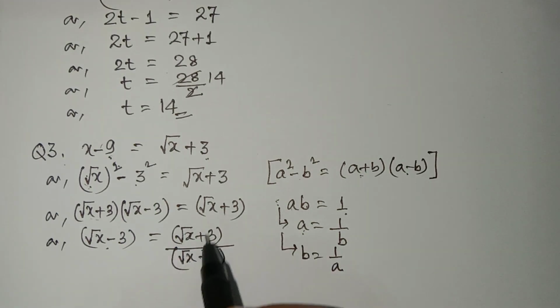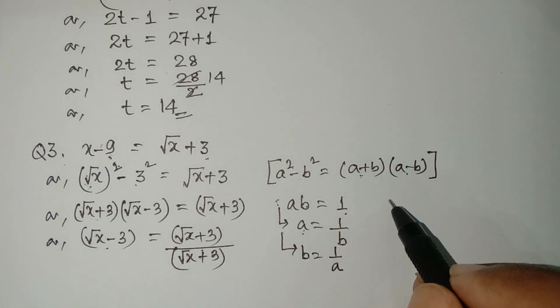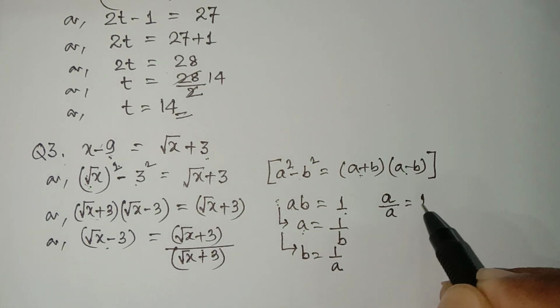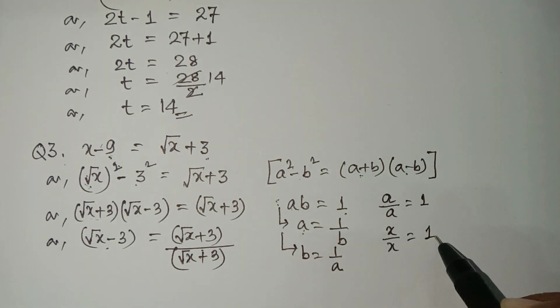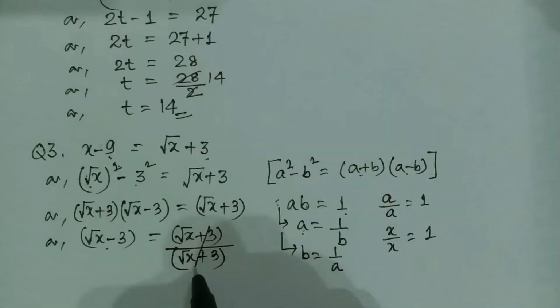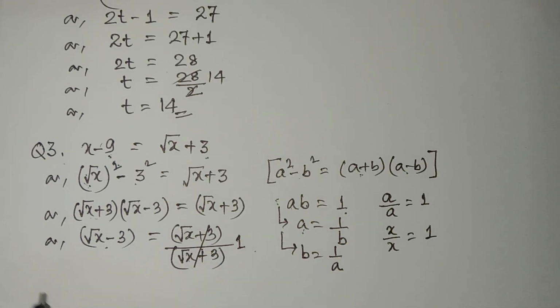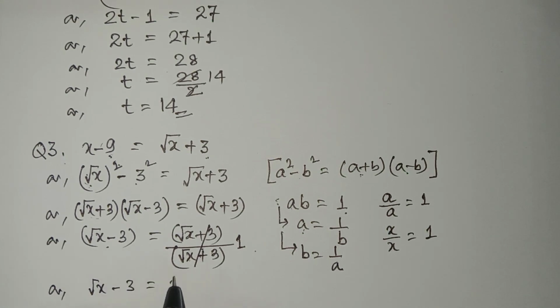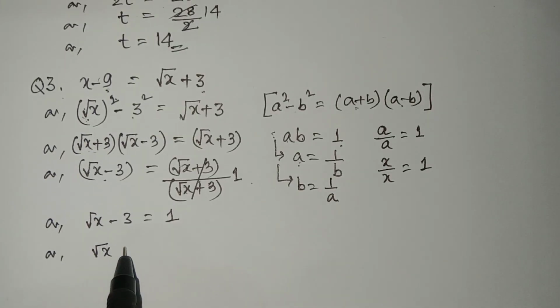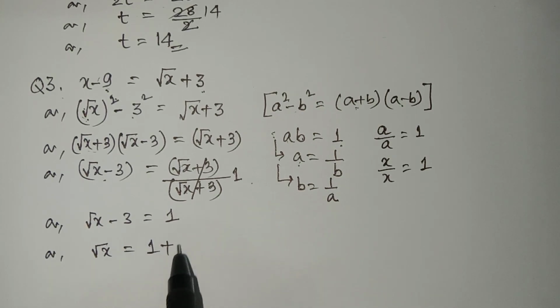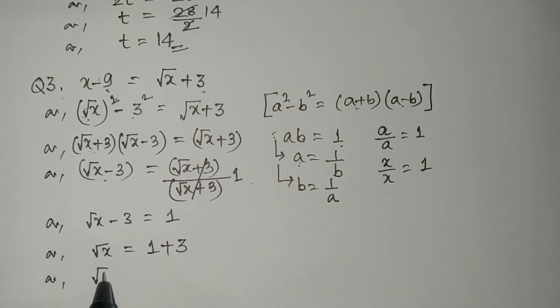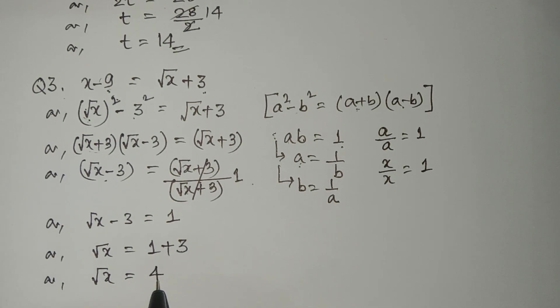And now we can see that root x plus 3, root x plus 3, the same thing is divided by same, like a by a is 1, x by x is 1. So this whole thing is same to this thing. So divide by the same thing is 1, and I have root of x minus 3 is equal to 1. Or in the next line, I have root of x equal to 1 plus 3, or I have root of x is equal to 4.